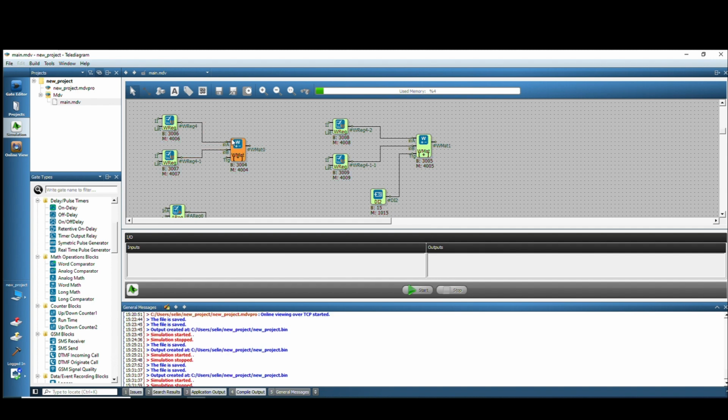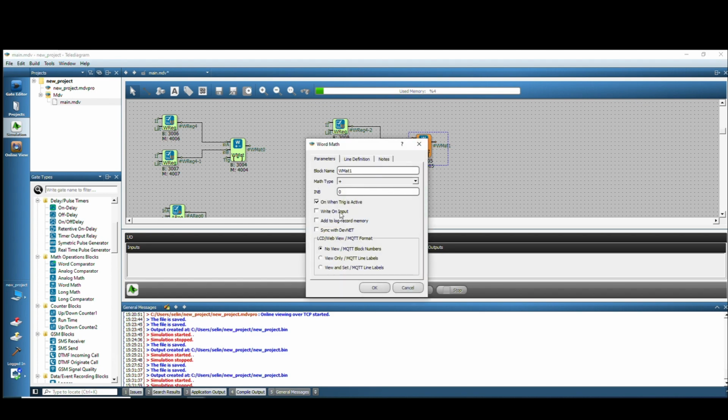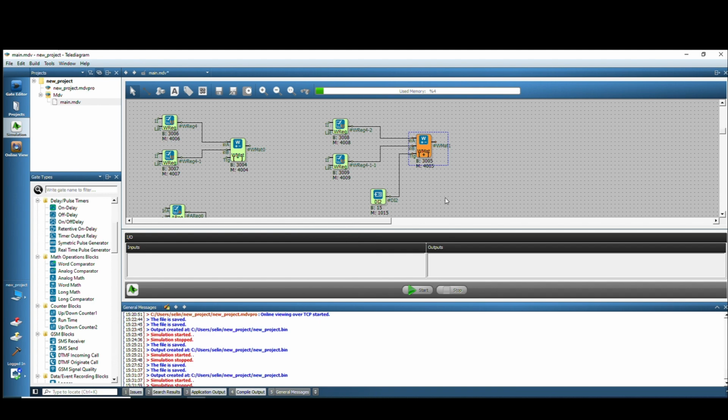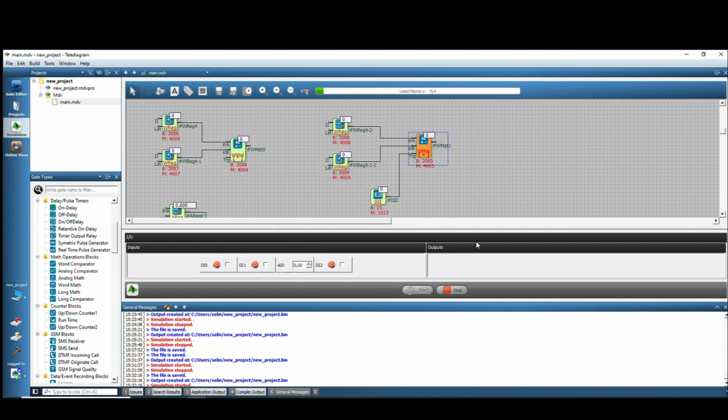There are options such as write over the input and work when trig is active in the operation block. This works with this logic. When a value comes to the INB input and the trigger is active, it writes that value to the INA input. Let's start the simulation. For example, when our value is 10, and we activate the digital input, it will write this value to the in-out input.